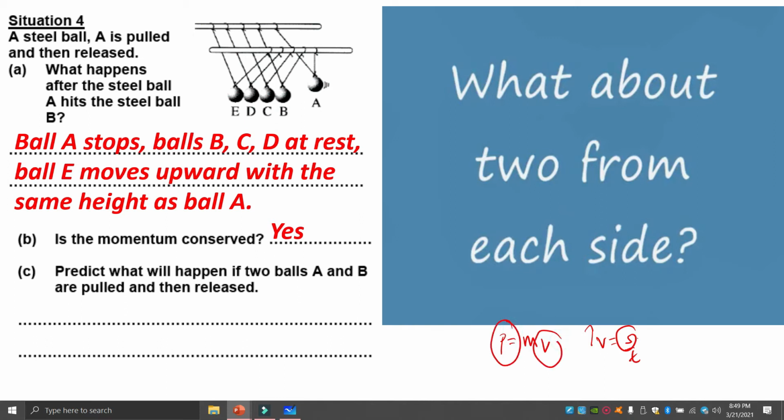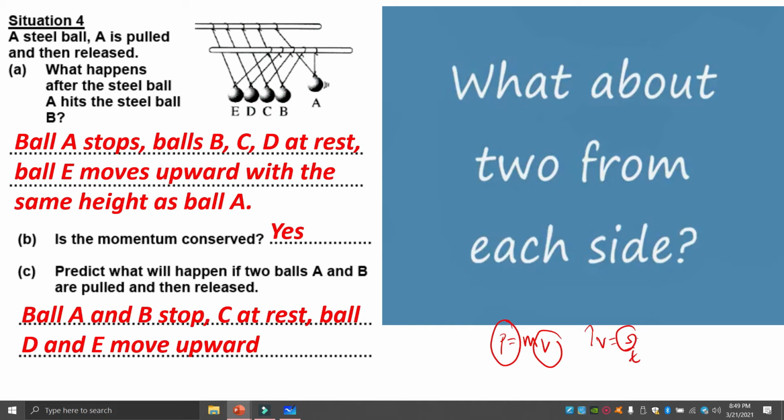And you already know this. When this video starts, it already told you the mass is the same for all the balls. So mass here is constant, right? So this one involves only the velocity and the momentum.